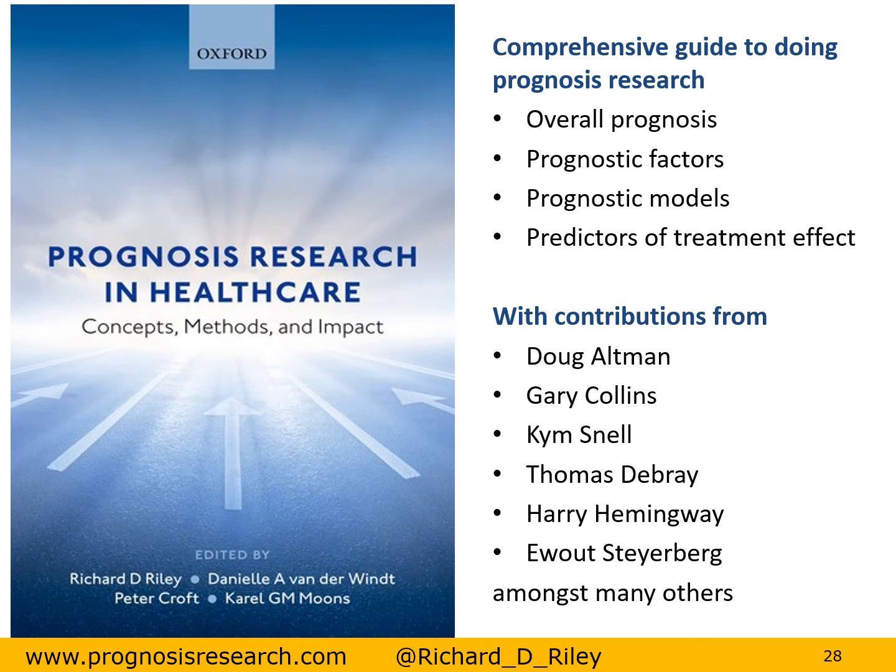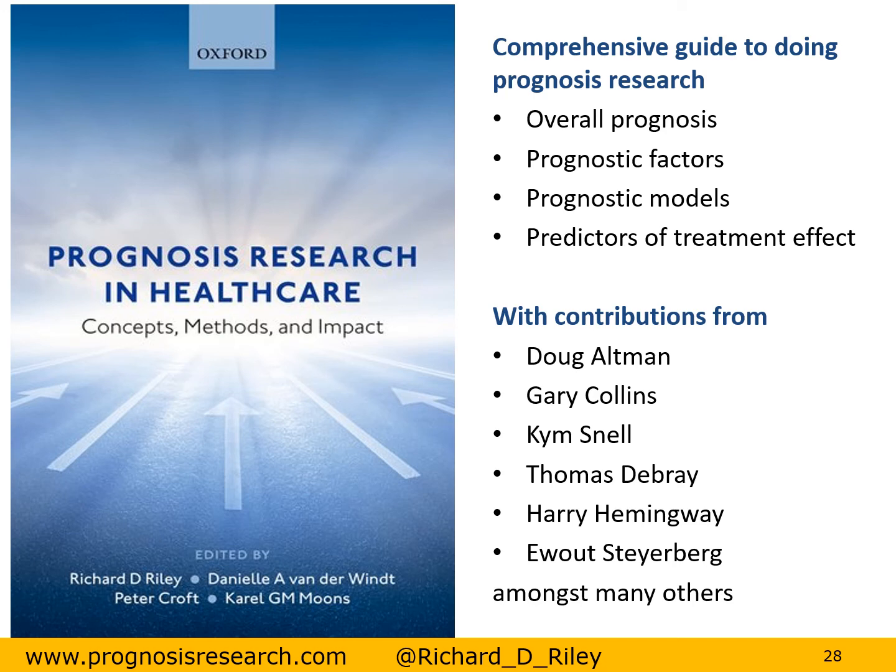So the drive to improve prognosis research through the Progress framework ultimately led a number of us to produce this book, Prognosis Research in Healthcare. In this book, we talk about the key concepts of prognosis and prognosis research and how to design studies looking at each of the 4 prognosis types: overall prognosis, prognostic factors, prognostic models, and predictors of treatment effect.